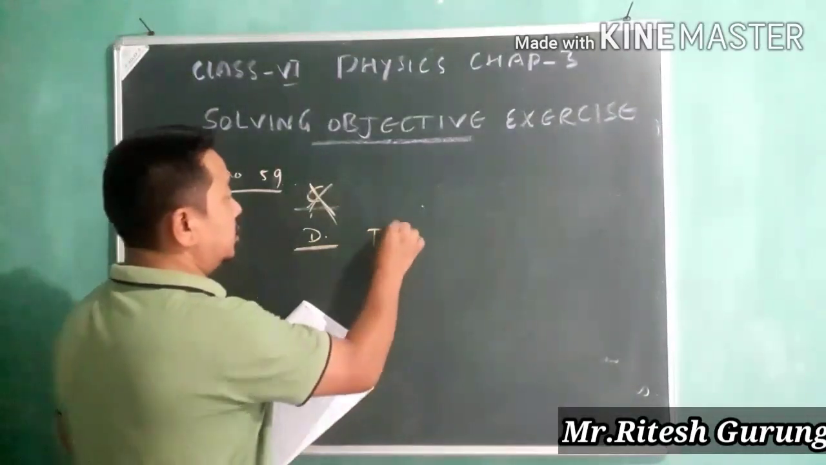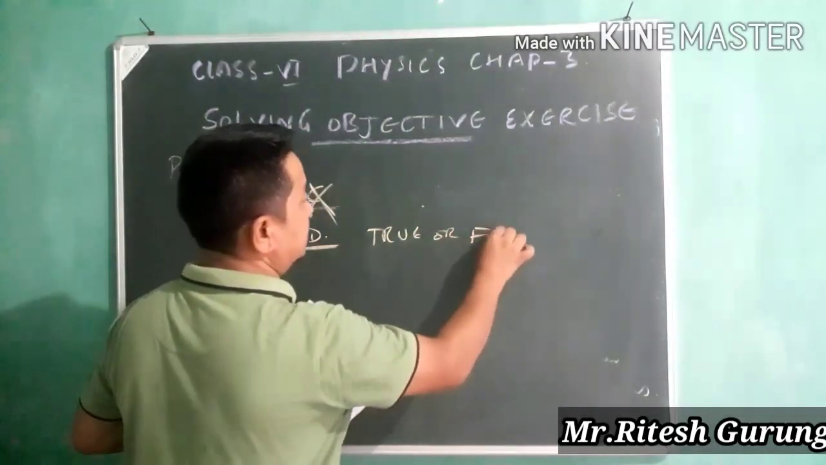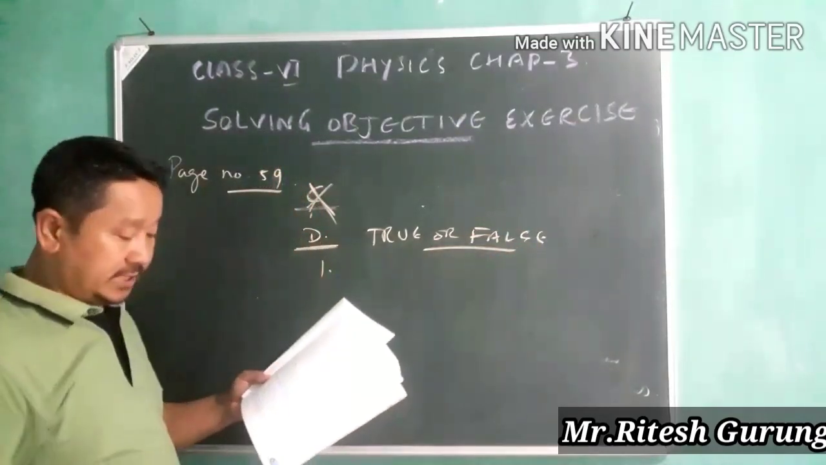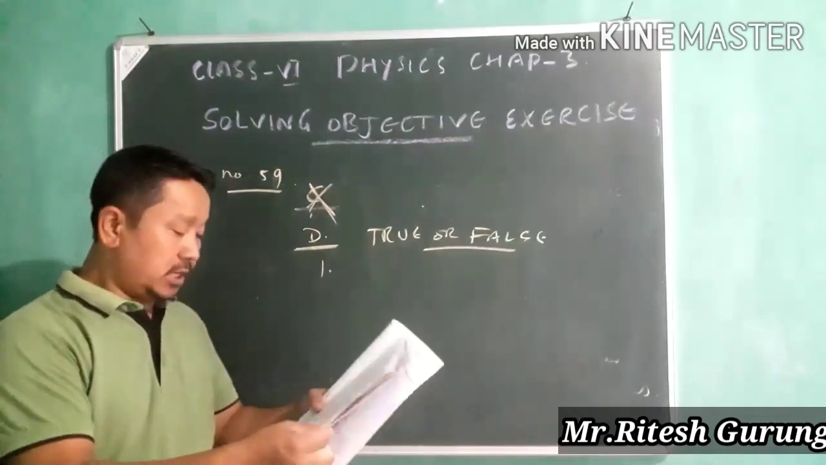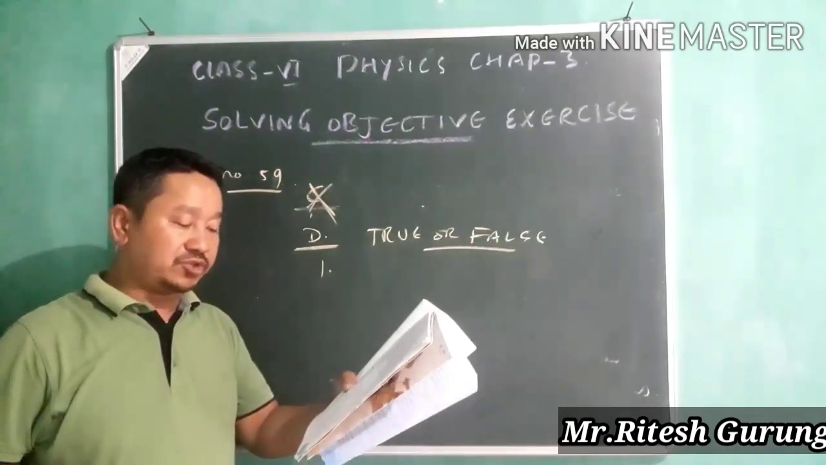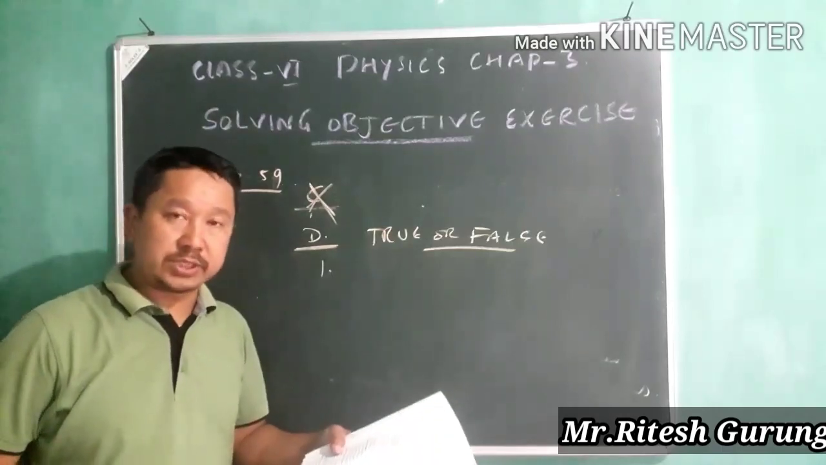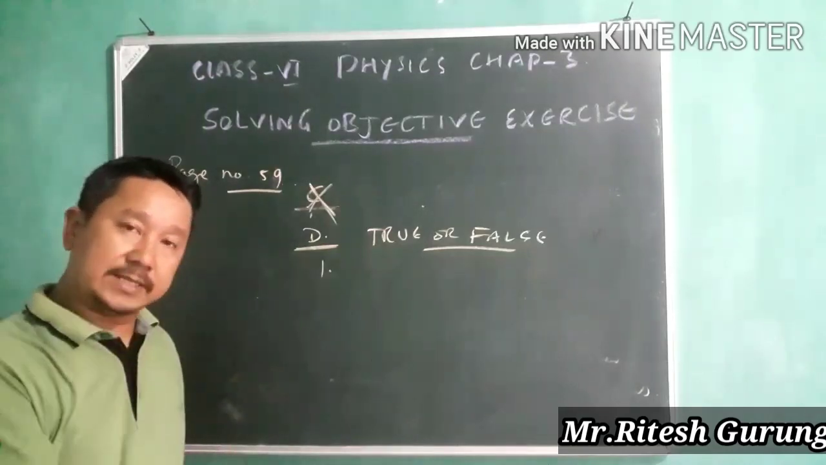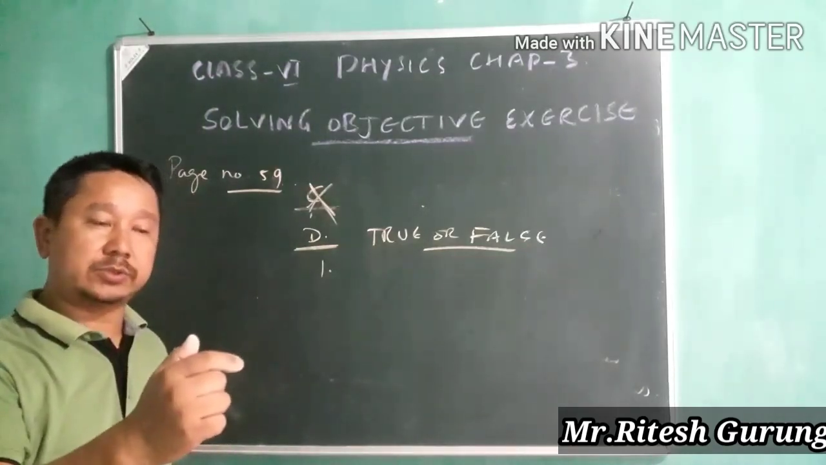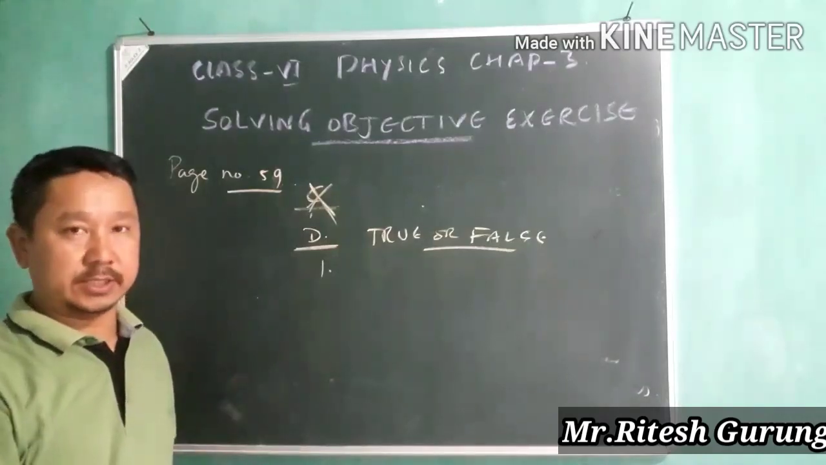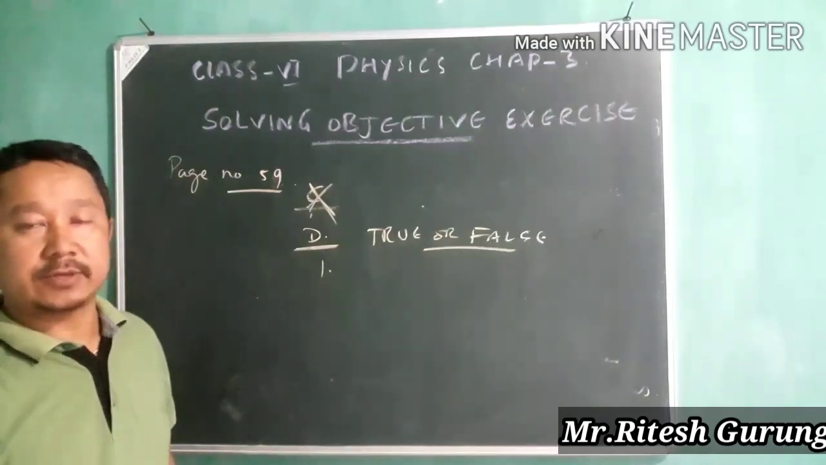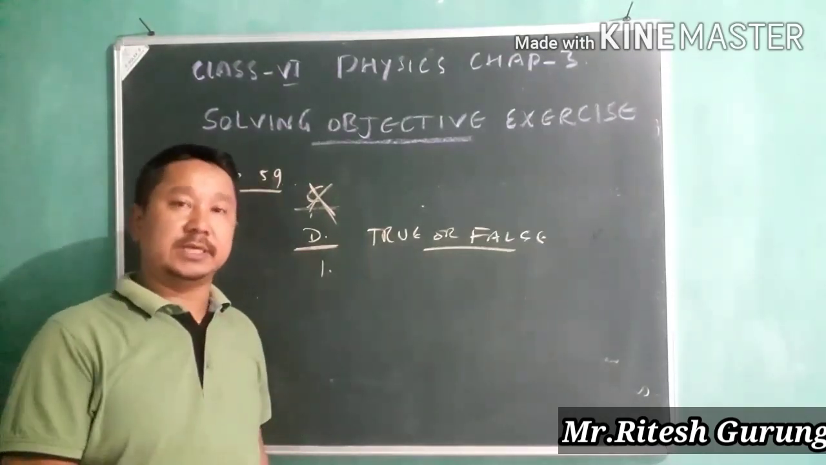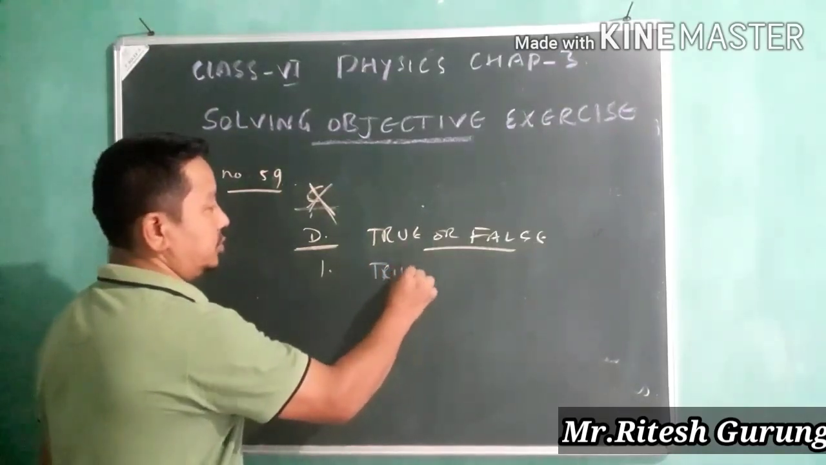Write true or false. Number 1. The frictional force is always equal and opposite to the applied force. Frictional force is always equal and opposite to whatever force you have applied there. The same amount of frictional force will be produced, but in the opposite direction. So it is true.